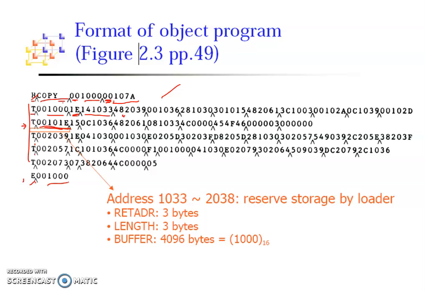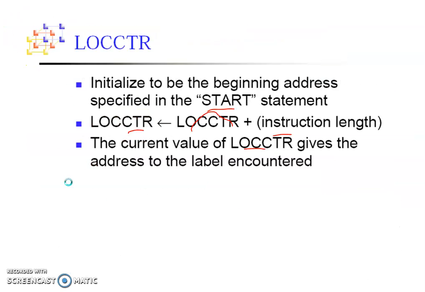Okay. So this is the case with the object code representation. So how is this object code being generated? It is generated in Pass2. The input given for Pass2 is the intermediate file.